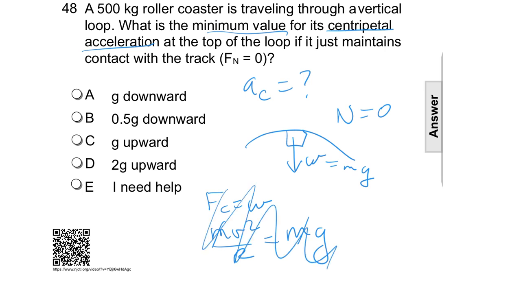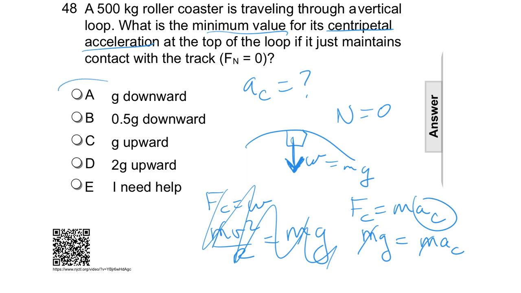Okay, so if your weight is the only force pointing down, you should realize that Fc equals MAC. Looking for AC. So Fc is equal to the weight. mg equals mac. M's cancel out. And so AC is equal to G, and of course is downward.